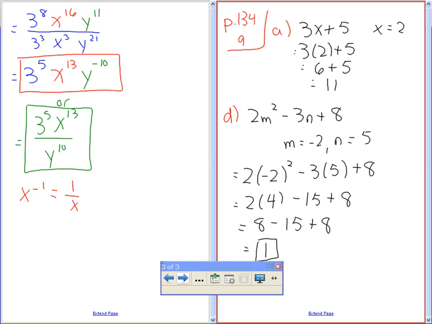Isn't that like subtract, not like negative? They mean the same thing. Subtract and negative mean the same thing. If it was times, it would be like a bracket around it. Okay? So the way I do it in my head, I do 8 plus 8 is 16, and then 16 minus 15 is 1. That's how I would do it.